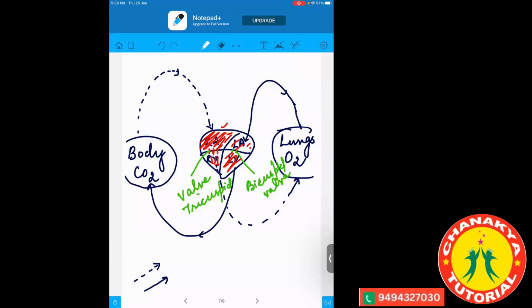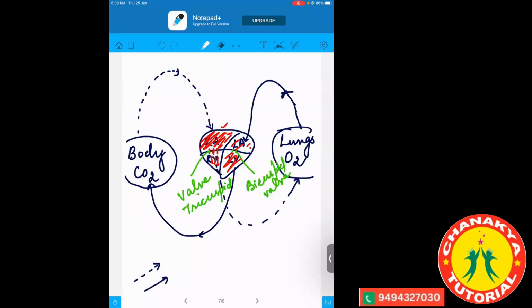Clear? The same cycle keeps on moving. Again, from the body, deoxygenated blood goes into the right auricle, from the right auricle to the right ventricle, then from the right ventricle to the lungs. As soon as it reaches the lungs, it becomes oxygenated and comes back to the left auricle, then from the left auricle to the left ventricle, then from the left ventricle to the body. Like this, the cycle keeps on going.